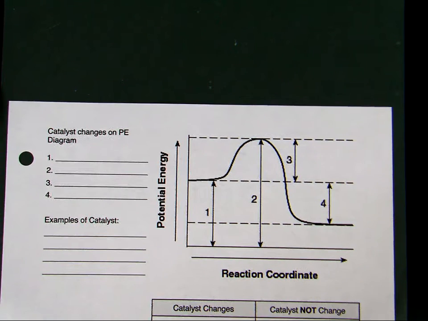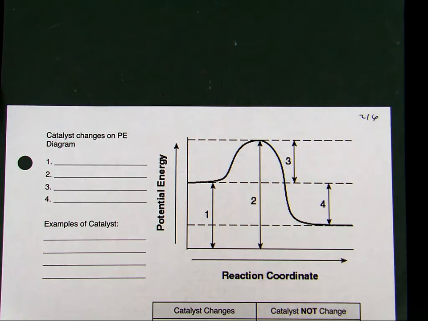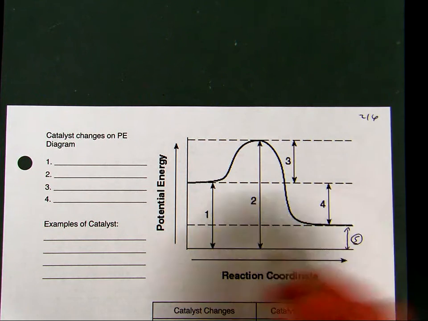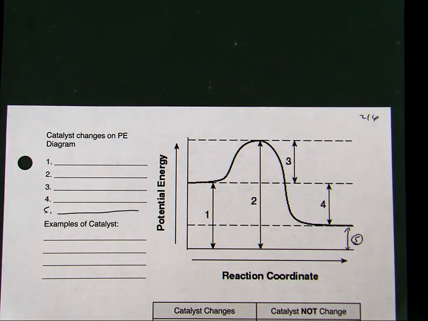Okay. Kinetics and equilibrium, page 216 in the notes. So what we need to do is take a look at the potential energy diagram and look at how a catalyst will alter the PE diagram. I want to add arrow 5 here. So let's just go through, based on our prior knowledge, and fill in what each of these arrows represent.